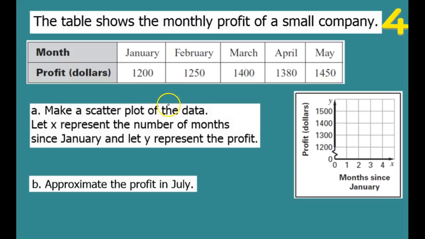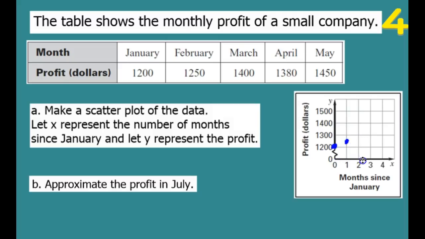So we're going to make a scatter plot of this with x representing the number of months since January and y representing the profit. So in January, the month since January is 0, and in January there was $1,200 of profit. So put a dot at 1,200. In February, 1 month since January is $1,250. So a dot halfway between 1,200 and 1,300.